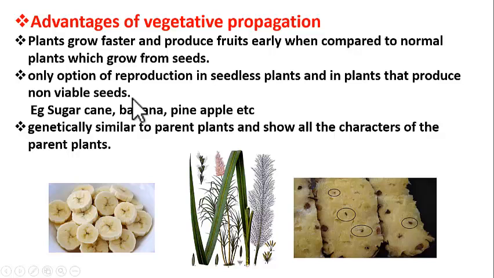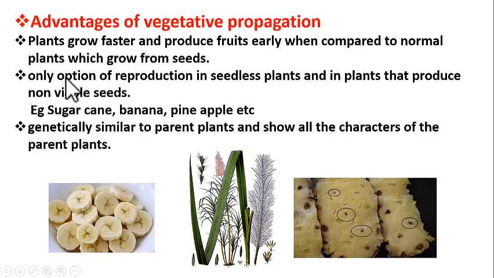Now we shall understand about the advantages of vegetative propagation. So students, the plants which are grown by vegetative propagation, whether it is naturally or artificially, they grow faster and produce fruits early when compared to normal plants, because normal plants, they have to germinate from seeds, grow into particular height, and then they have to yield fruits, right? But these are already ready. They have shoot, they have enough leaves, so they start producing fruits. That is the first advantage.